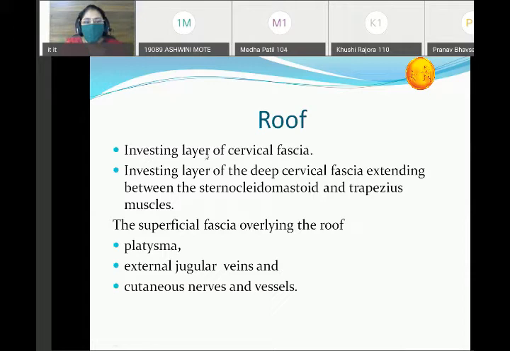Then the roof of this triangle. So every triangle, you know the boundaries, there are roof, floor and the content. So roof of this triangle is formed by the investing layer of the deep cervical fascia. So this investing layer of the deep cervical fascia extends from the sternocleidomastoid anteriorly to the trapezius muscle posteriorly. And the superficial fascia over the roof contain the platysma.